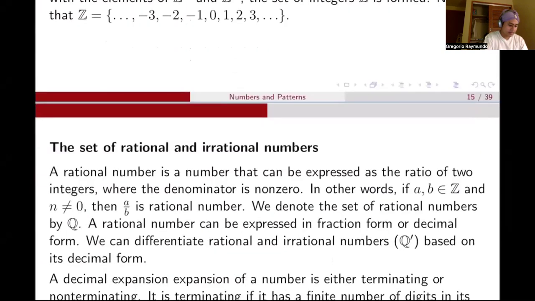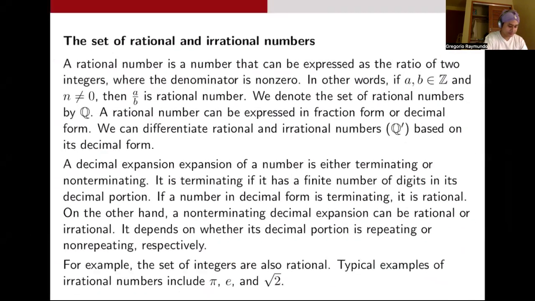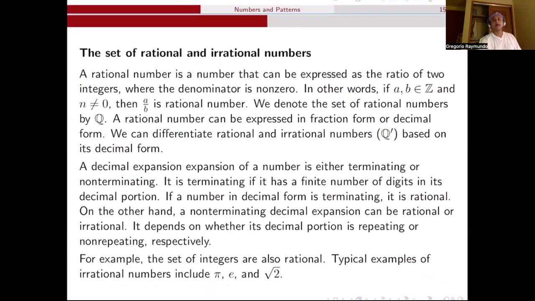Now, the set of rational and irrational numbers. Medyo mahaba ito. A rational number is a number that can be expressed as the ratio of two integers where the denominator is non-zero. In other words, if a and b are integers and b is not equal to zero, then a over b is a rational number, basically a ratio or a fraction. We denote the set of rational numbers by Q, Q for quotient. A rational number can be expressed in fraction form or decimal form.